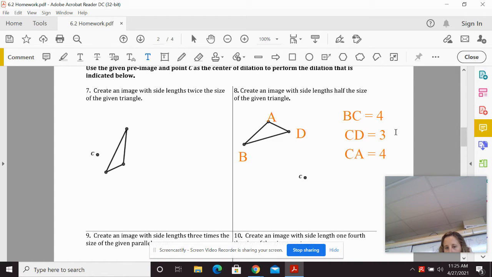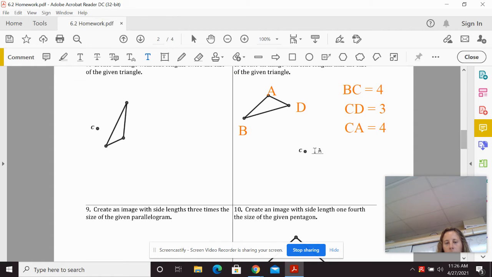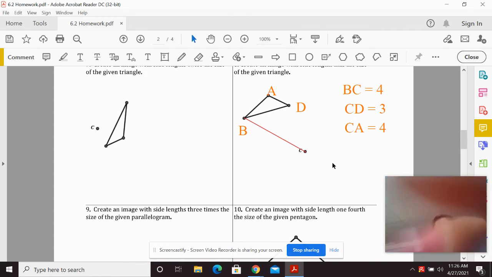All right. So then half the size. So then you're just going to cut all of those in half. Okay. So you're going to get a smaller triangle. So I'm going to go ahead and actually draw a line to connect C to B. And that was 4 centimeters. So then my new one needs to be 2 centimeters away.